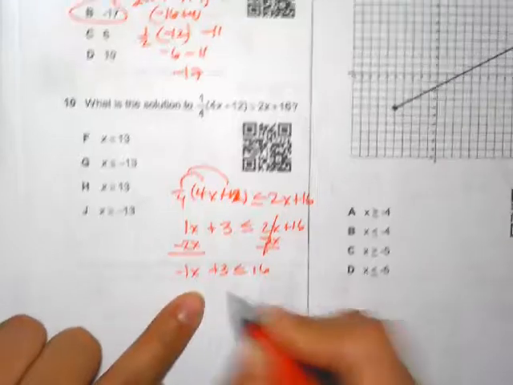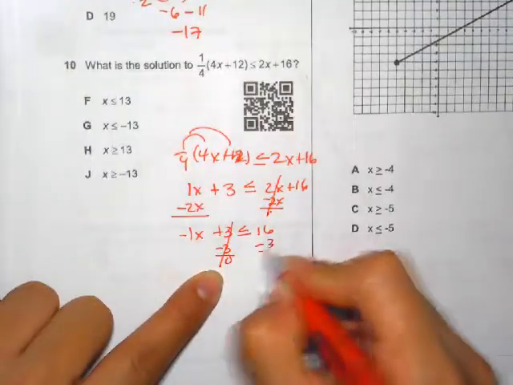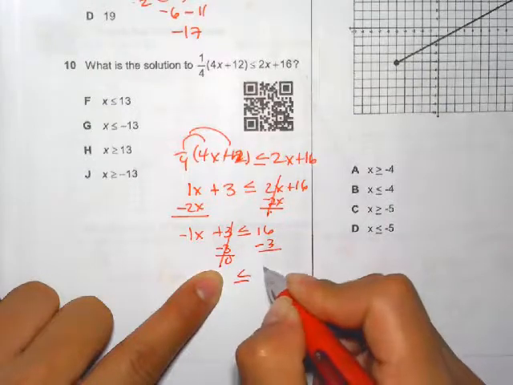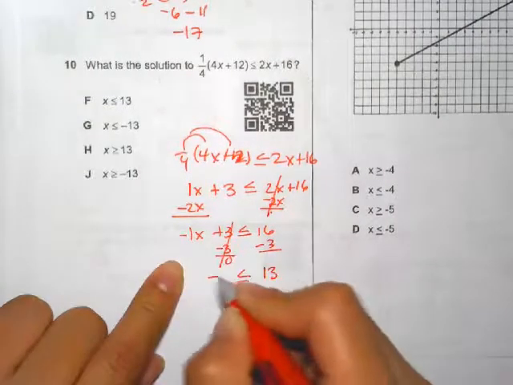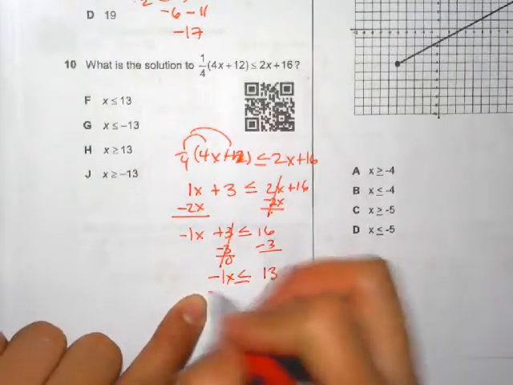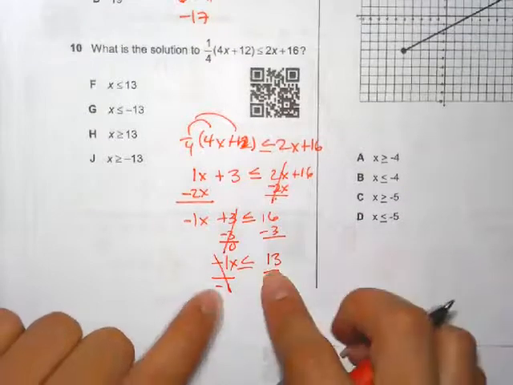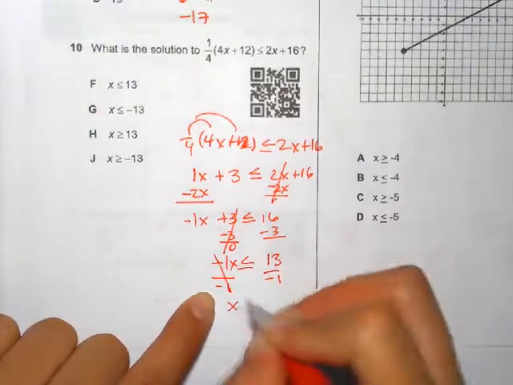The last thing there is to get rid of the 3. So subtract the 3. Subtract the 3. This is going to be 13. And then negative 1x. I cannot have a negative x or negative 1x, so we divide. But when I divide, what happens to my inequality sign if I divide by a negative? Very good. Flips.